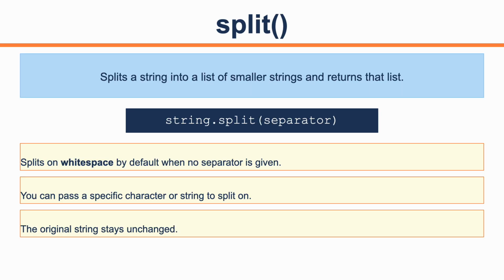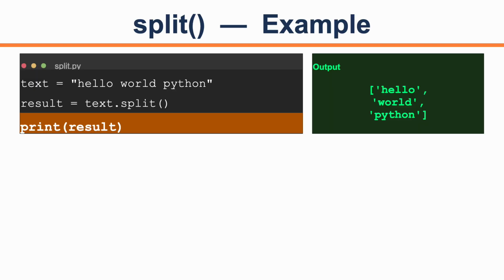The split method splits a string into a list of smaller strings. By default, it splits on whitespace. It returns a list. The original string stays unchanged. Here we store the string hello world Python in a variable called text. Calling split with no arguments splits on spaces and returns a list with 3 items: hello, world, and Python.